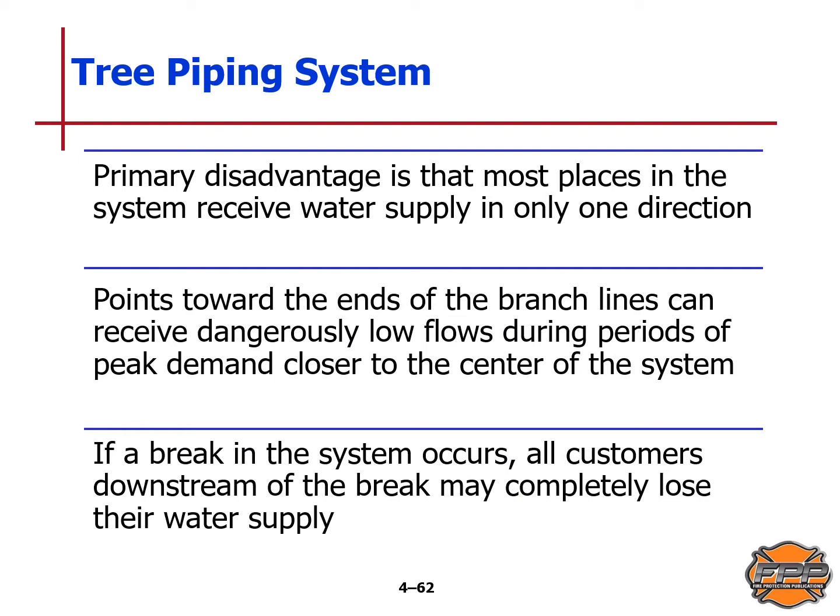With the tree piping system, the primary disadvantage, as we just mentioned, is that most places on the system receive water supply in only one direction. The points toward the end of the branch lines also receive dangerously low flows during periods of peak demand closer to the center of the system. And if a break in the system occurs, all customers downstream of the break may completely lose their water.